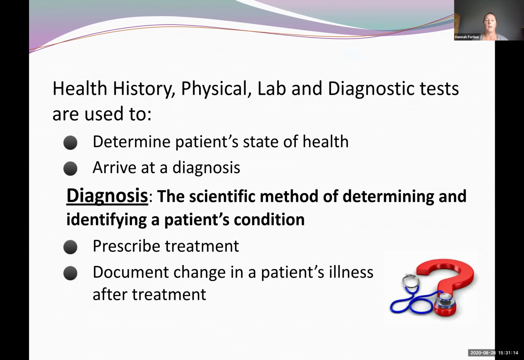Health history, physical, lab, and diagnostic tests are all used to determine a patient's state of health and arrive at a diagnosis. Diagnosis is the scientific method of determining and identifying a patient's condition. So this is used to prescribe treatment and document change in a patient's illness after treatment.